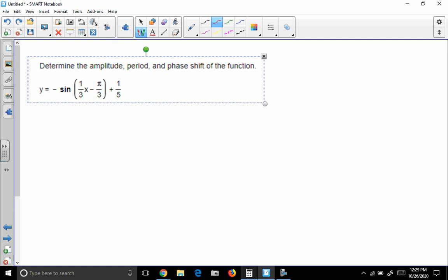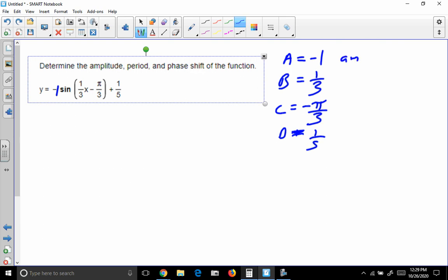All right, let's take a look at this one. A, that's the coefficient of phi, which is -1. B is the coefficient of x. C is the number added or subtracted to that. D is on the end by itself. That's the constant term. So our amplitude is -1. Our vertical shift is 1/5 of a unit, not a very big vertical shift.